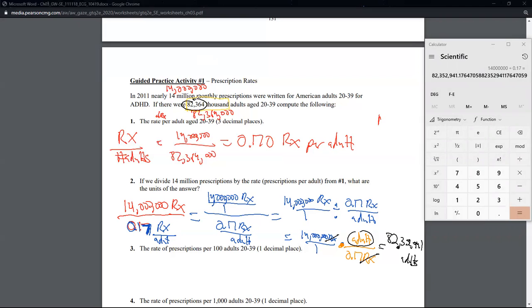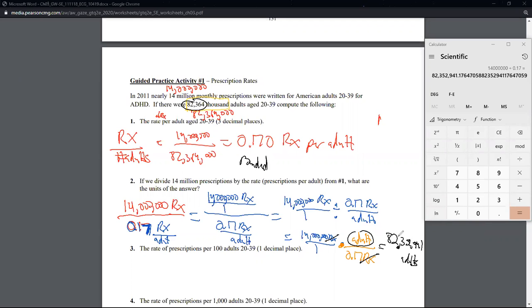Which, again, is very, very close to the number of adults. The only reason it's not exactly the same is because we rounded the 0.17. If I left this as 0.1699, whatever the rest of it was, then it would actually give us the exact number of adults. But it's very difficult to use that exact number for obvious reasons. So the rate of prescriptions per adult is 0.17. If we divide, we end up canceling the prescription units and getting the number of adults.